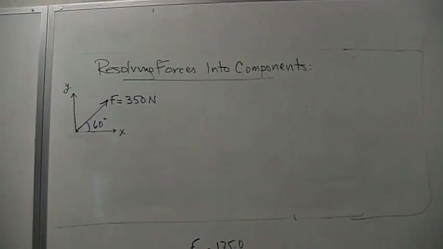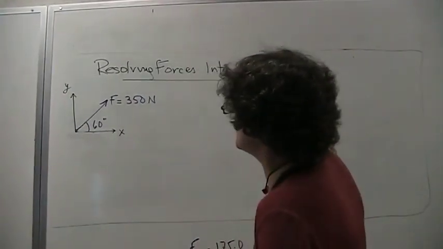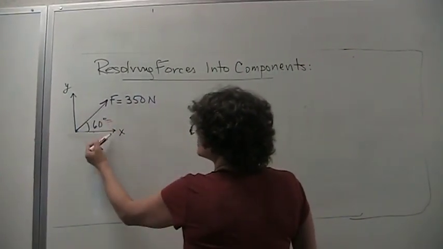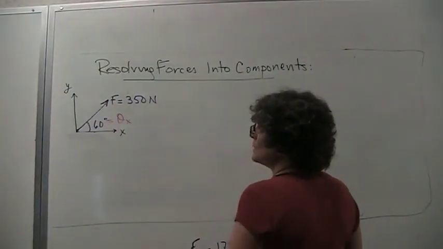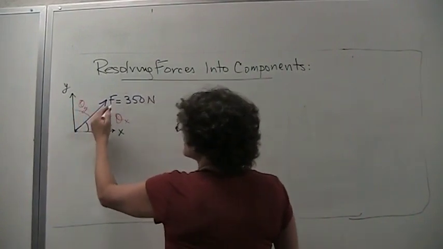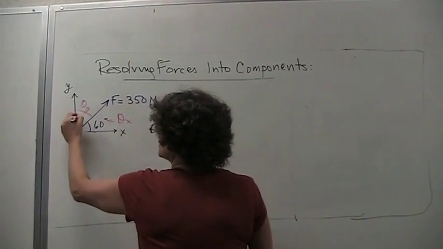Okay, so now we're going to do an example. We have a force of 350 newtons in the first quadrant, and we have an angle of 60 degrees. So first of all, what do we call this angle? It's the angle between the force in question and the positive x-axis, so it's called theta x. And where would theta y be? Theta y would be over here. Theta y represents the angle between the force in question and the positive y-axis. And what angle is theta y?